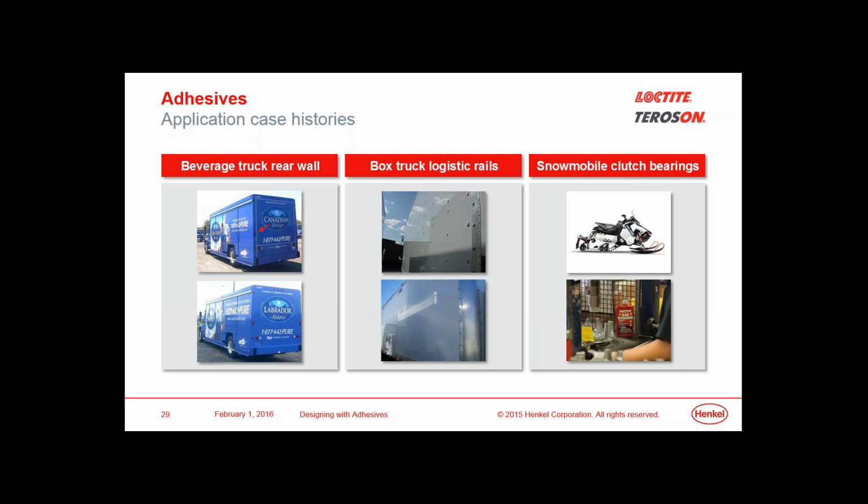And then finally, this is a Polaris application, a Polaris snowmobile, where they were press fitting clutch bearings. And now they are using our LOCTITE 648 retaining compound, which allows them to loosen up their tolerances, so it reduces their machining cost. They use a combined loose press fit along with the 648 to ensure that the clutch bearing is held in place and also provides a proper seal.